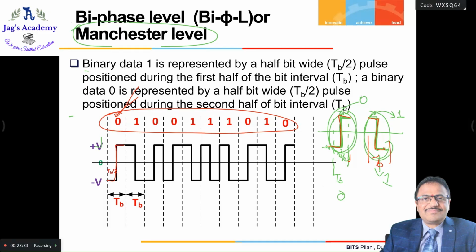This is 0, right? Symbol for 0. Yes or no? This is the symbol for 0 in biphase. Now, how do you represent 1? Like this, within this interval.